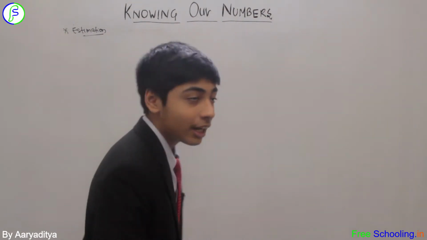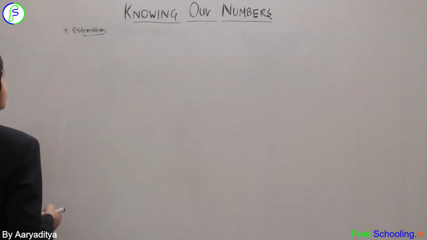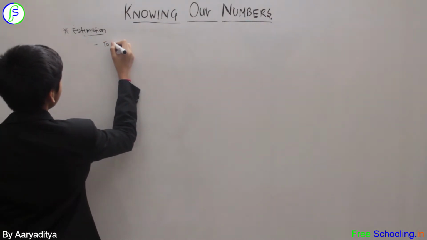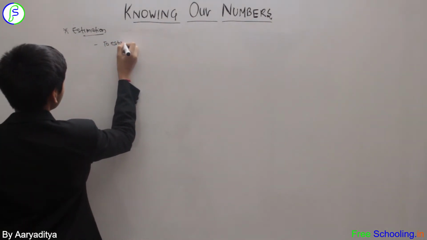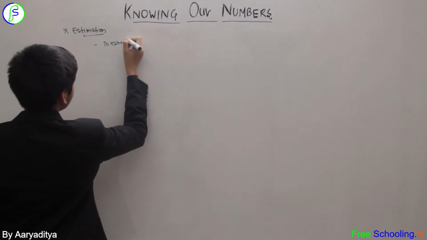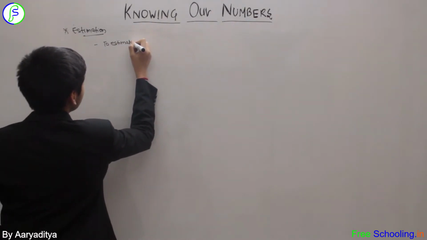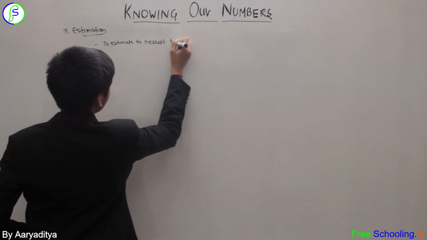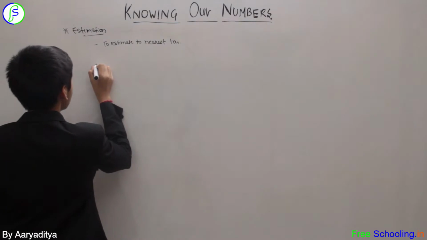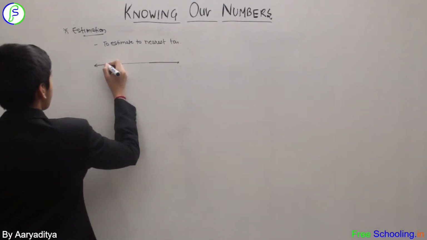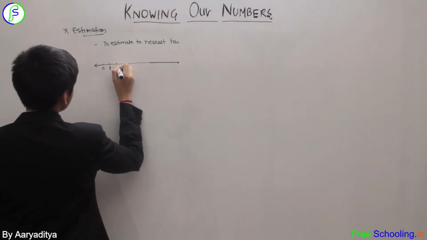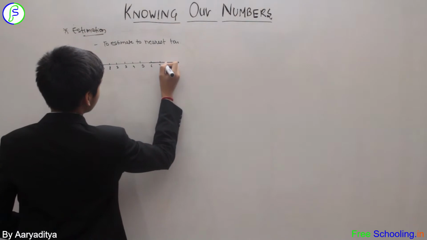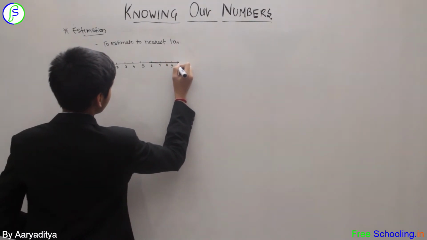Okay, so now let's start with estimation. The first topic that we are going to cover is to estimate to the nearest 10. For this, let me make a number line out here. Let me mark this one, and at last we have 10.